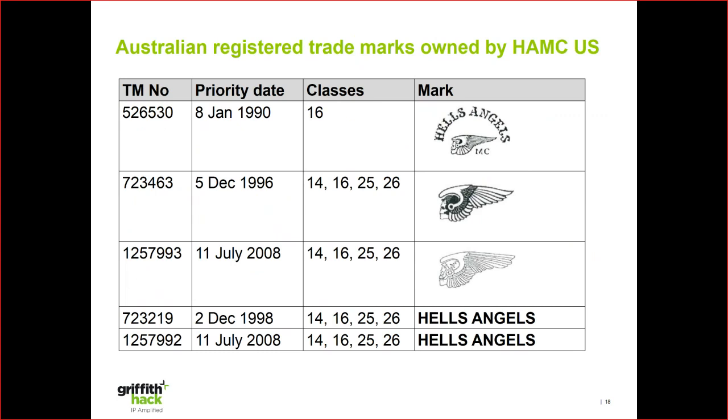On the slide that I've got up now, you can see the trademarks that are registered in Australia by the US entity. There are three device marks and two word marks, and those have been registered, as you can see from the dates, for quite some time. Now, an important point in this case is that the proceedings were instituted by the Australian entity, Hells Angels Australia, not the US entity. That has some implications, which we'll discuss shortly. I'll just put some pictures up, because pictures always break things up rather than lots of words.